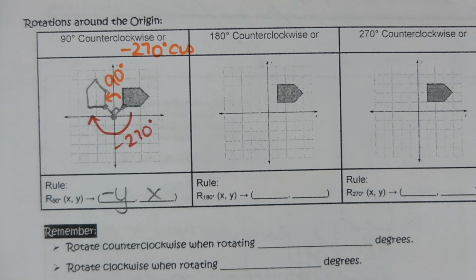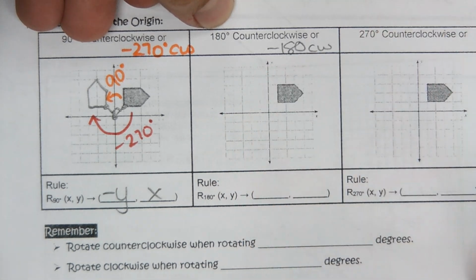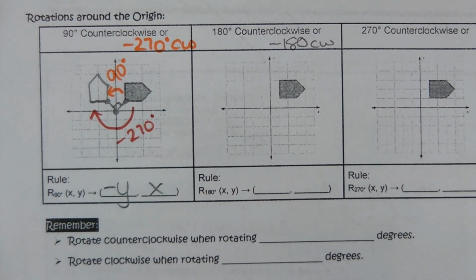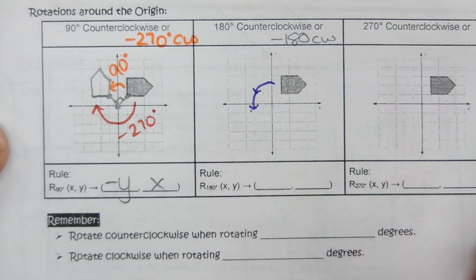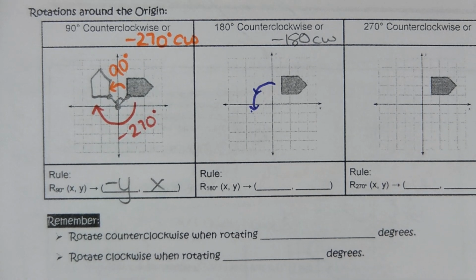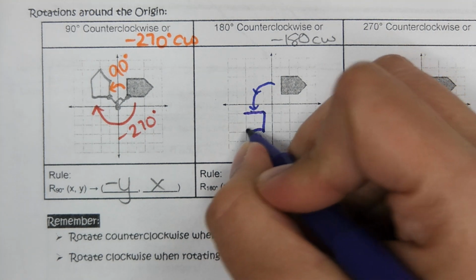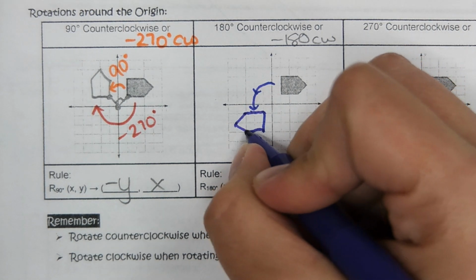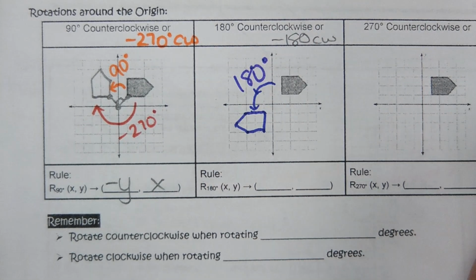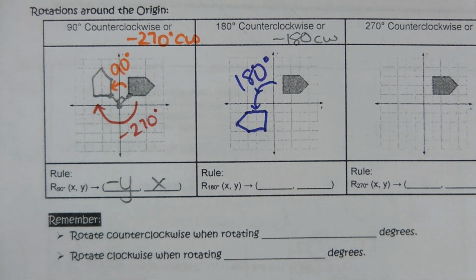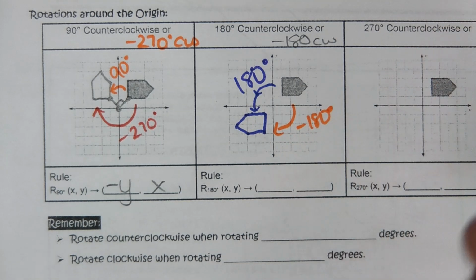Okay, for the next one, 180 degrees counterclockwise or negative 180 degrees clockwise. So that would be like 2 turns. So you do 1, 2, put it over here. And what it would come out to, it would look like this. Like that. And that would be 180-degree rotation, or a negative 180-degree rotation, same thing.